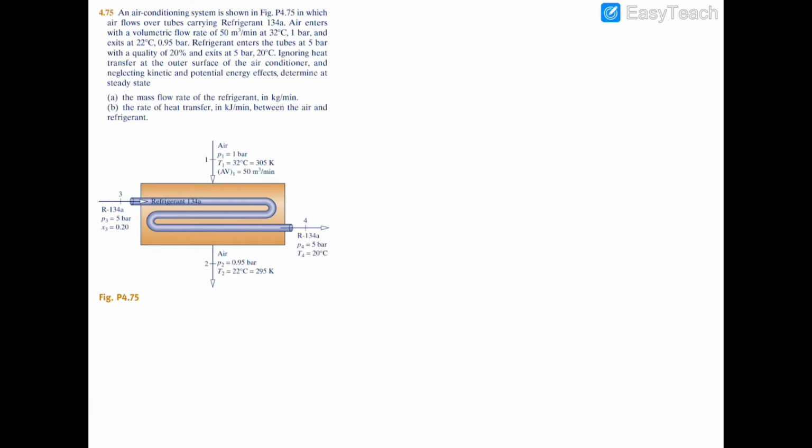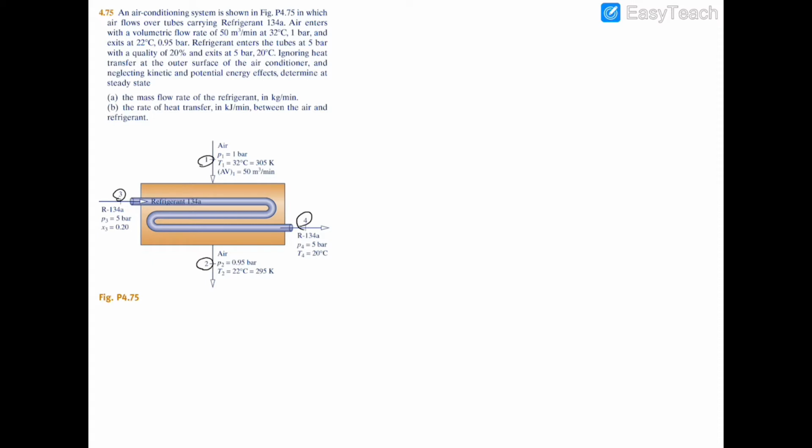In this problem, we have an air conditioning system, and we have air and R134A, or refrigerant, exchanging heat between each other. So you have warmer air, which is going to be 32 degrees Celsius at the inlet number 1, and it's going to exit as a cooler air at 22 degrees Celsius. Now, conversely, you're going to have colder R134A, and when it exits, it's going to be hotter at exit 4 versus inlet 1, or inlet 3.